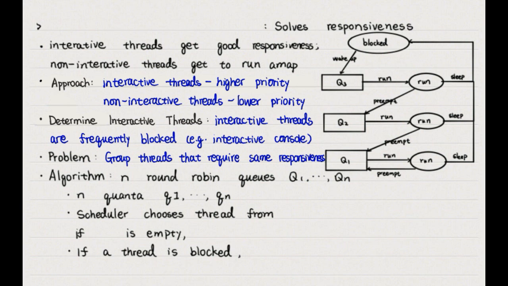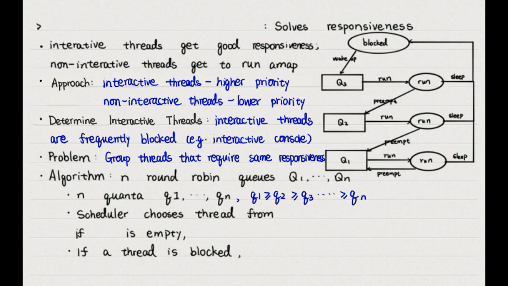Threads on Q1 are not frequently blocked, so we want threads on Q1 to progress as much as possible before it is preempted, so it requires a large quantum. Threads on Qn are frequently blocked, so it only needs a small quantum. So in general, we assign n quanta q1 to qn, where q1 is greater than or equal to q2, and q2 is greater than or equal to q3, and so on.